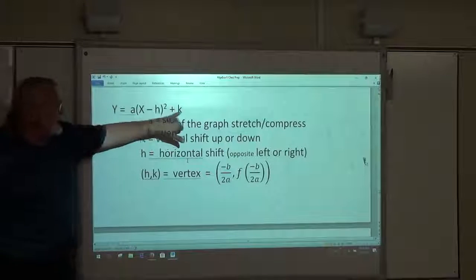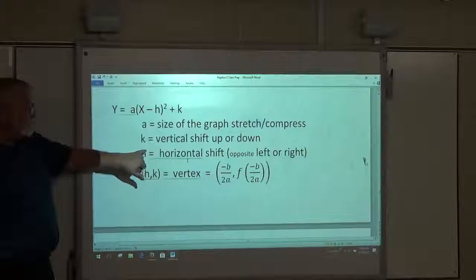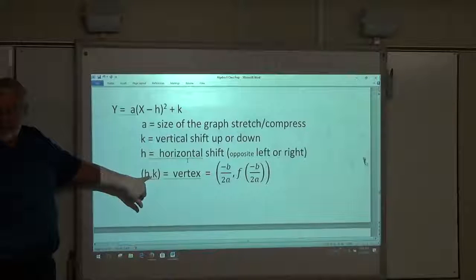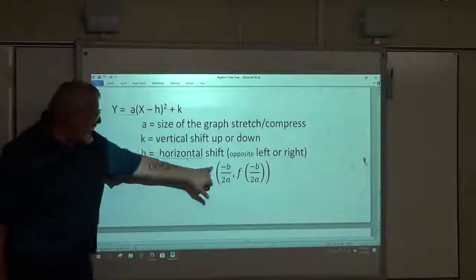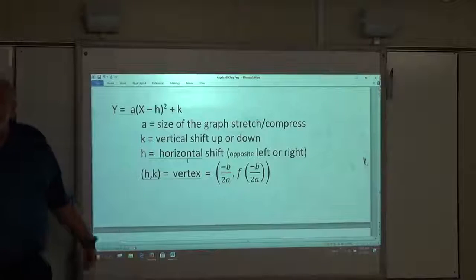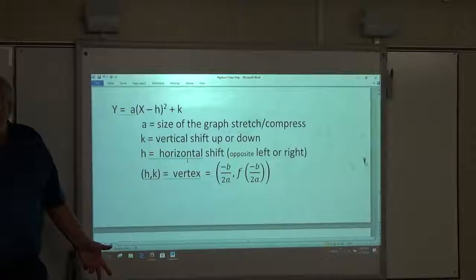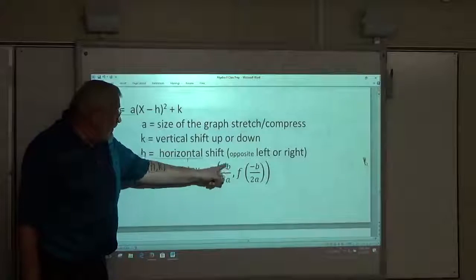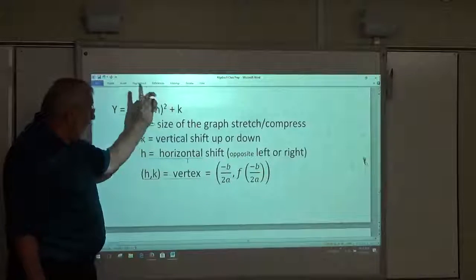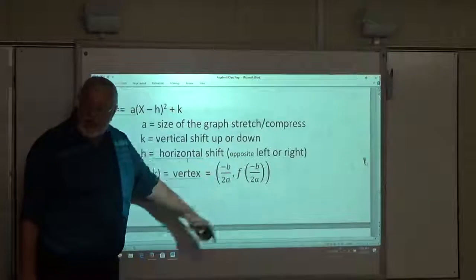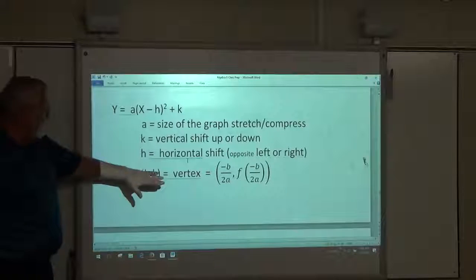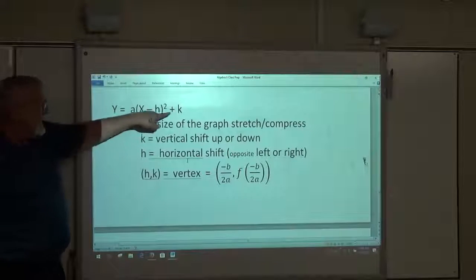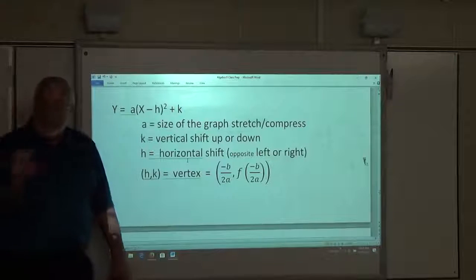Now, h, k becomes the vertex. We can also find h by doing negative b over 2a. That's what we just talked about. And then if I take the value of this and plug it back into the function, I can find the y. Now, the k takes the graph and moves it up and down.